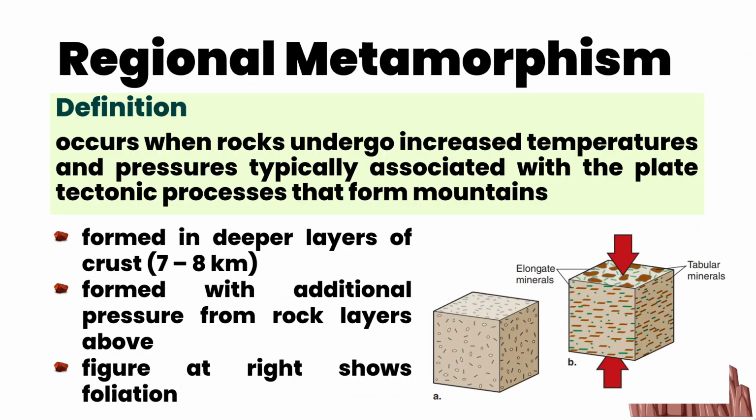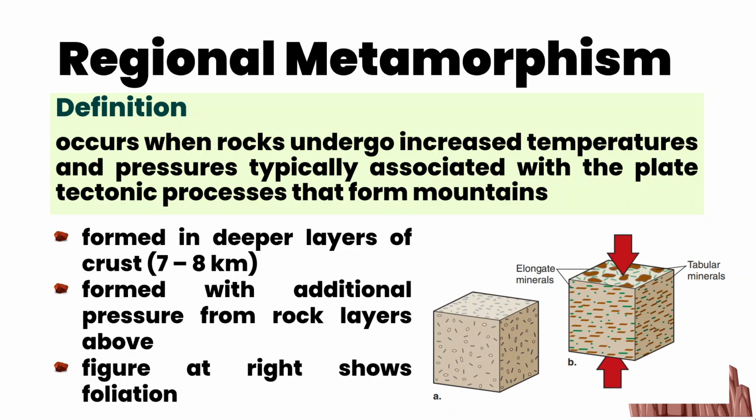Another example of metamorphism is regional metamorphism. This occurs when rocks undergo increased temperatures and pressures, typically associated with the plate tectonic processes that form mountains. When we say regional, this involves wide or large areas. The rocks are formed in deeper layers of the crust, with additional pressure from rock layers above and below. So the sources of pressure are rock layers from above and rock layers from below.